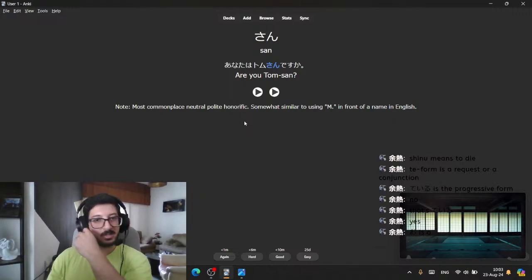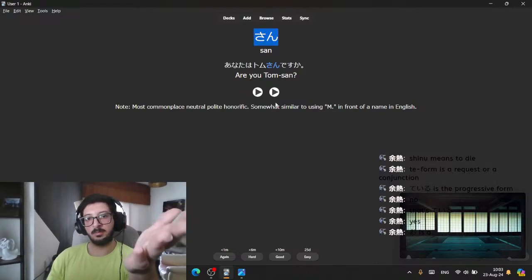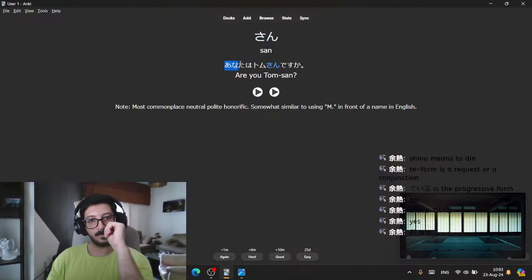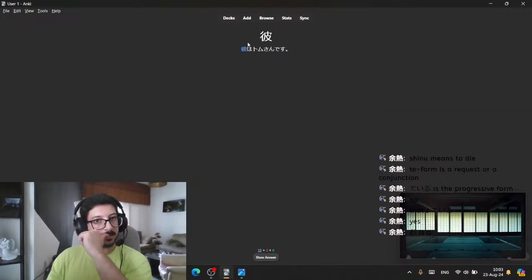Yes. Both the Kaishi and the Tango. No, I put reset. It brought me back again. They are showing me the easy stuff. San. Anata wa. Tomu. あなたはトムさんですか？Anata wa Tomu-san desu ka? Good.